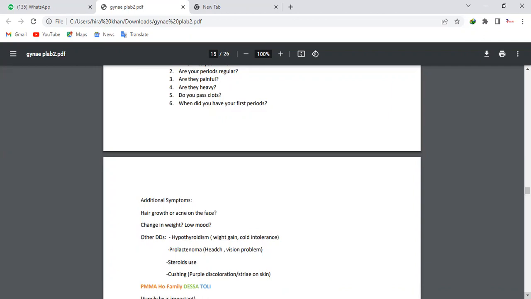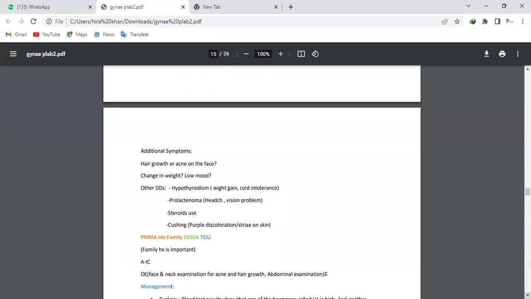And then still, even if you have the reports with you, you have to rule out the other DDs as well, just to be on the safe side. Just a few quick questions regarding hypothyroidism. Do you have cold intolerance? Like, do you feel like you cannot tolerate the cold? All right. Do you have any headache or any visual problems? Have you been using any steroids recently? And have you noticed any purple discoloration or purple lines on your abdominal skin? Okay, so just a quick review because these things can also present that way.